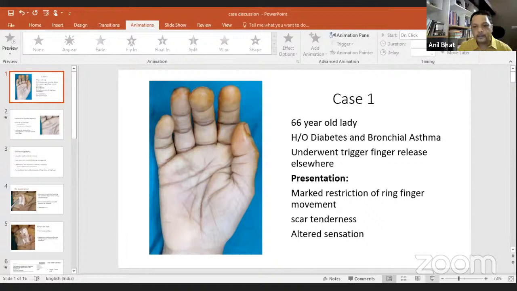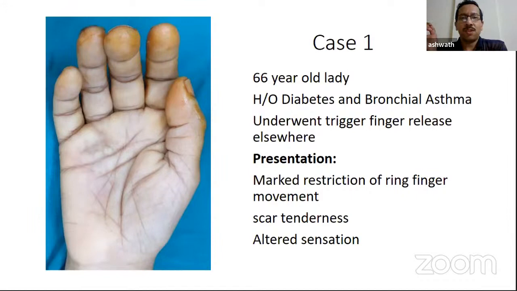Okay, so here is a 66-year-old lady who presented to us with a history of diabetes and bronchial asthma, and she had undergone a trigger finger release elsewhere about 4 months earlier. Now she presented with restriction of ring finger movement. There's a lot of scar tenderness, particularly involving the ring finger, and there is altered sensation. She's got some tingling, paresthesia, and restricted movement.